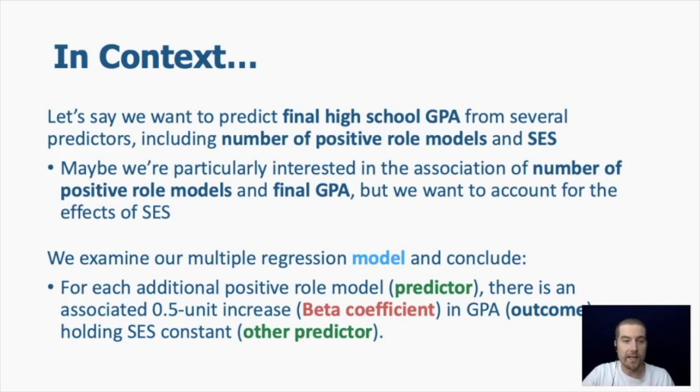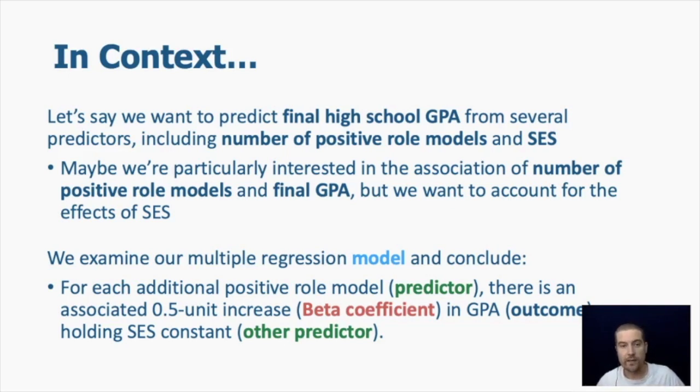So in context, let's say that we want to predict the final high school GPA from several predictors, including the number of positive role models an individual had and their SES. And if you haven't seen SES before, that's socioeconomic status. It's basically how poor or rich you are in society.